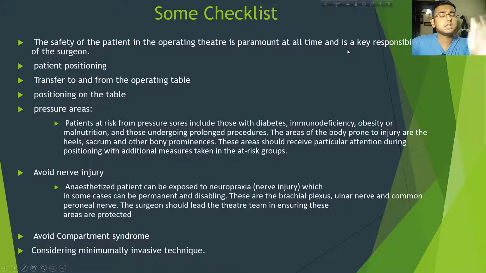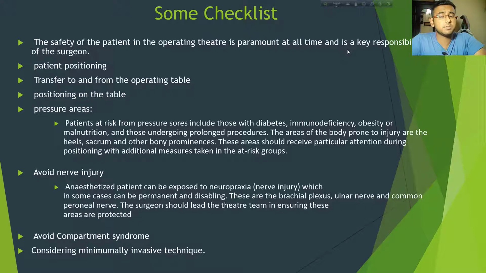And now some checklists. The safety of the patient in the operating theater is paramount at all times and is the key responsibility of the surgeon. So what are the checklists? That is patient positioning, transfer to and from the operating table, positioning on the table, and taking care of the pressure areas.